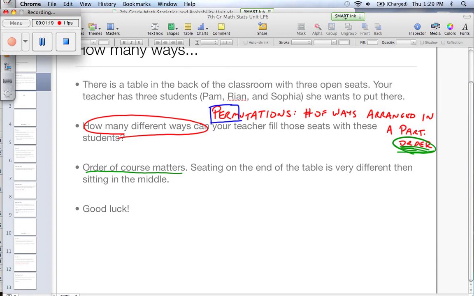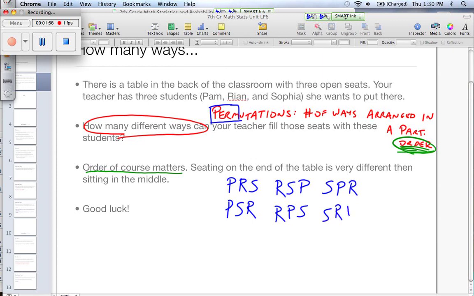Now, my guess is that in order to solve this problem, many of you simply made a list of the number of ways. So, let's do that together. We had Pam, Ryan, Sophie. They sat like that. Or if we had Pam and Sophie, then Ryan, we could have sat like that. Now, if Ryan was on the end, we could have Ryan, Sophie, and Pam. And then Ryan, Pam, Sophie. And then if Sophie was on the end, it would be Sophie, Pam, Ryan, or Sophie, Ryan, Pam.